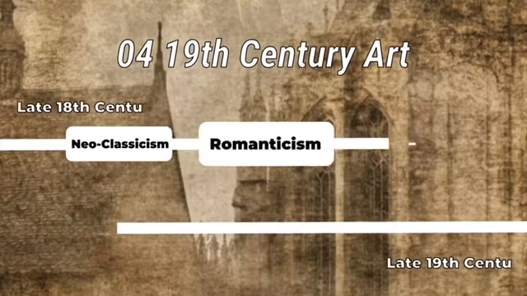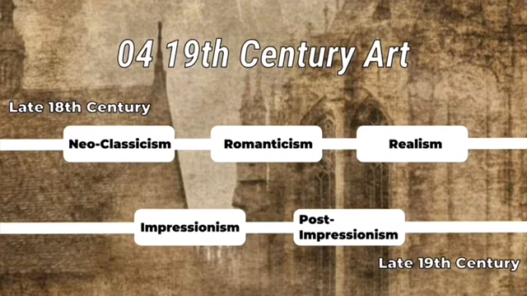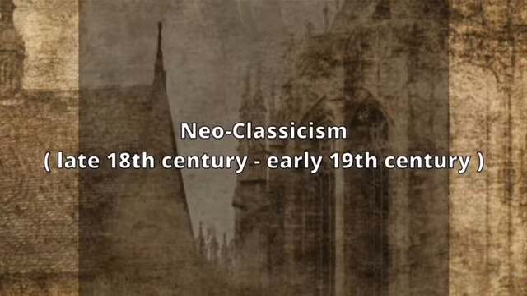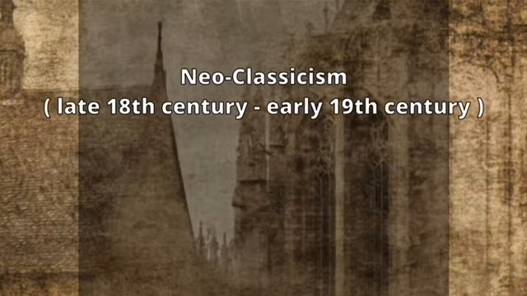Lastly, 19th century art. 19th century art is divided into 5 parts. Start with neoclassicism, romanticism, realism, impressionism, and post-impressionism. Let's begin with neoclassicism. Neoclassicism, from the late 18th century to the early 19th century.